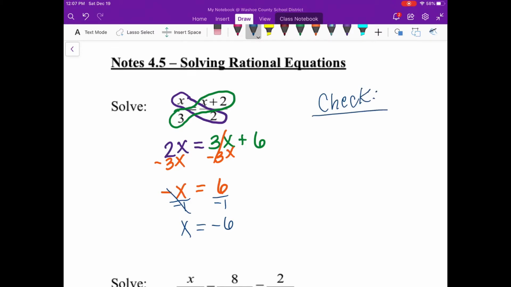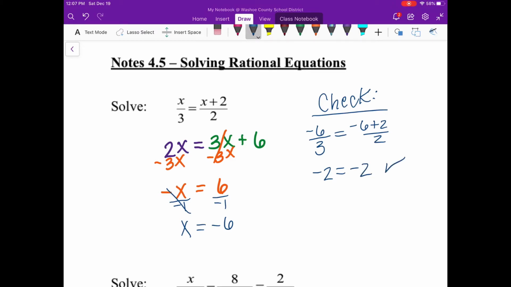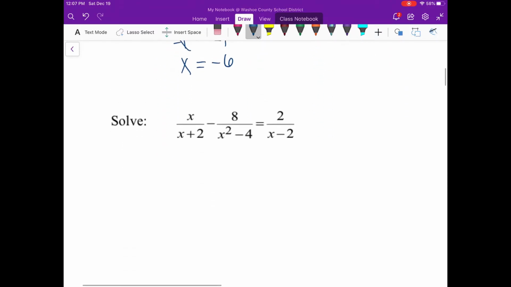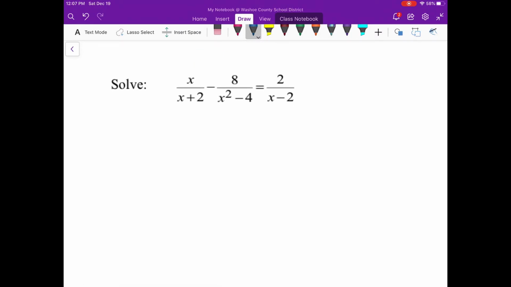Now, I want to make sure that I check my answer for these. So my check here would be to replace x in the original equation and see if it works out. So if I substitute in the x there, I would have -6 divided by 3 equals (-6 plus 2) over 2. -6 divided by 3 is -2. -6 plus 2 is -4. -4 divided by 2 is -2. So this works out. Okay, so this is the process we're going to follow for solving rational equations.